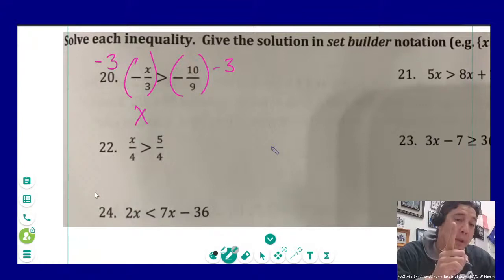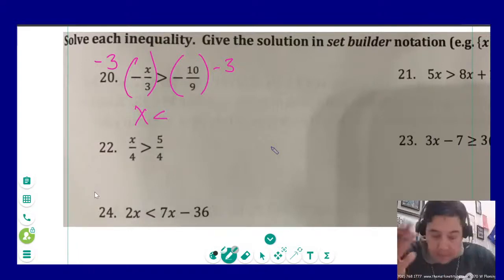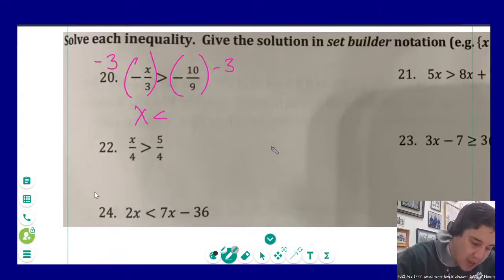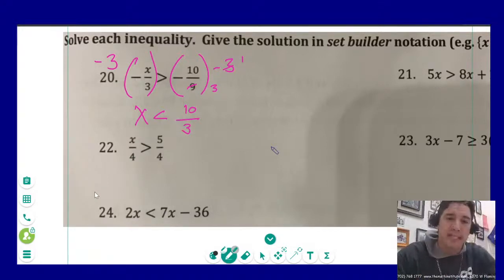I multiplied by a negative number, so that means I flip the inequality. X is less than, and then the negatives cancel out. A negative times a negative is a positive. The 9 and the 3 turn into a 1 and a 3. So x is less than 10 over 3. Celeste, I know you're comfortable answering the question that way, and you're done.